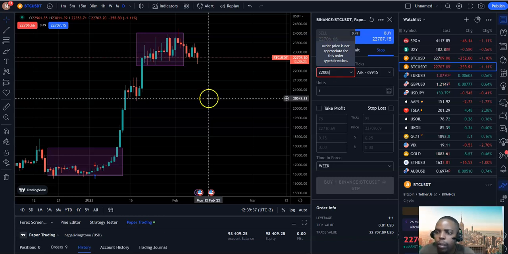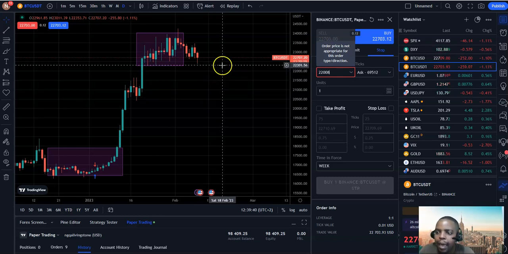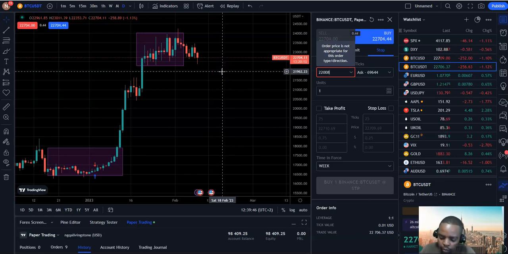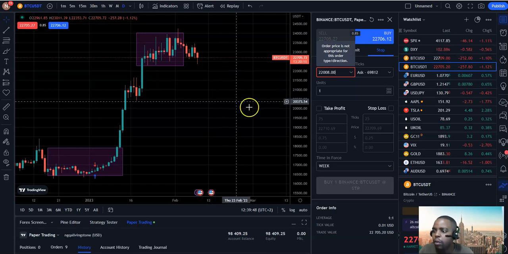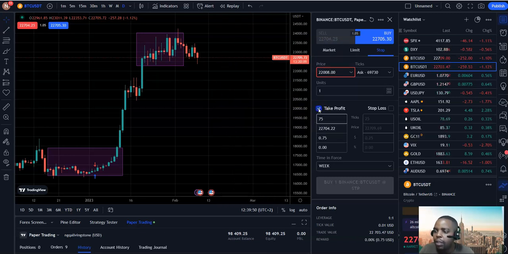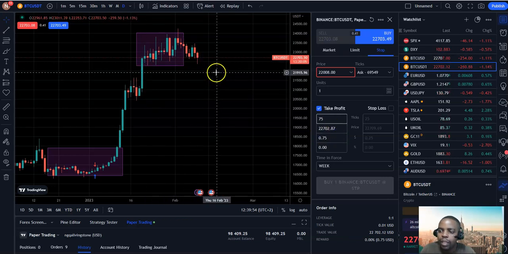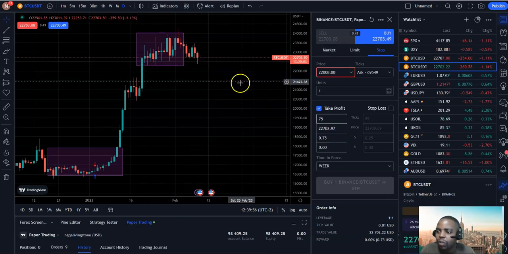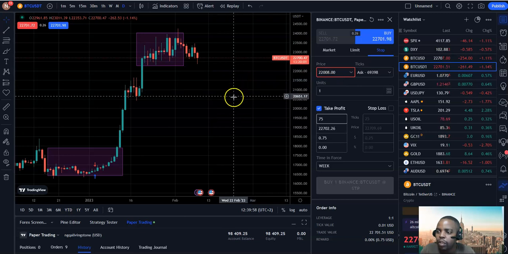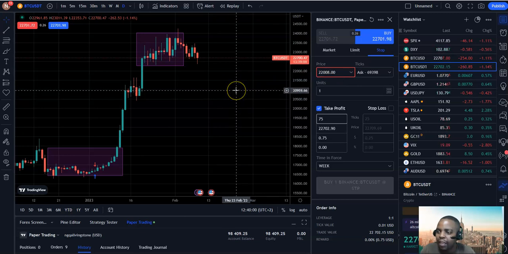Okay, that's where I want to sell my Bitcoin, and then come down to take profit. When it continues going down after this mark of 22,000, and if it continues dropping, for example, I maybe take profit here.